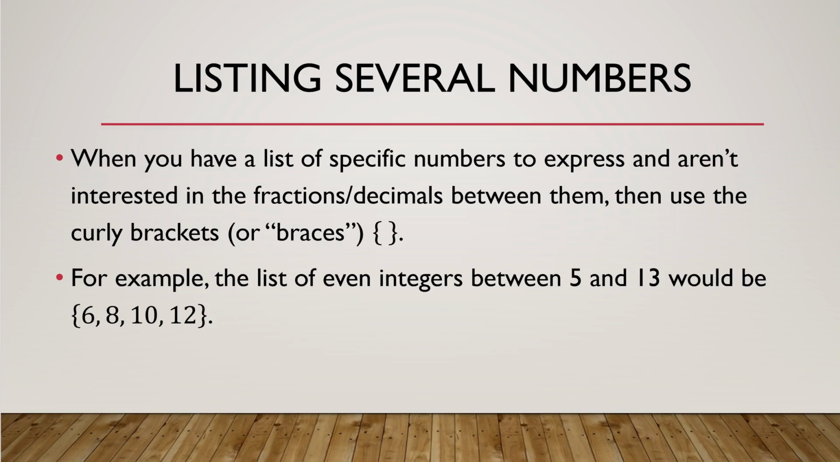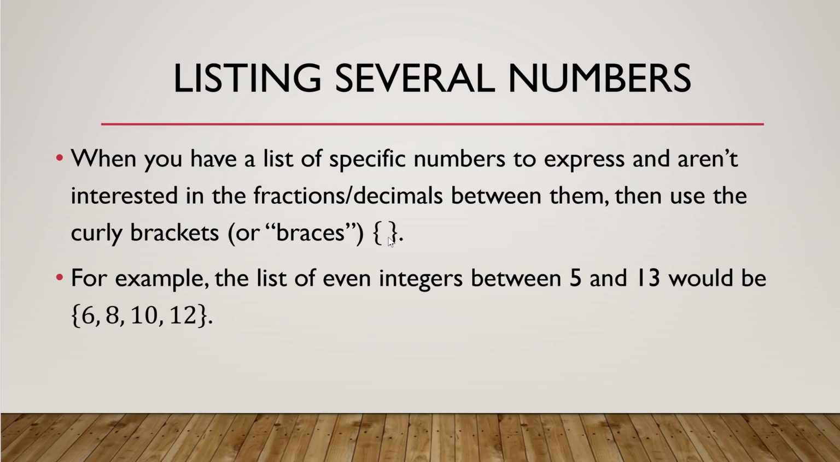So if you just have several numbers that you need to list out for an answer, and you're not trying to include any of the fractions or decimals or anything in between, you're literally just using the numbers that you specifically write and separate out with commas, we use these curly brackets, or sometimes they're called braces, that look like this. You should be able to find a key that has these symbols on your keyboard.